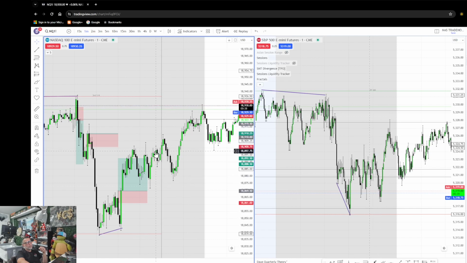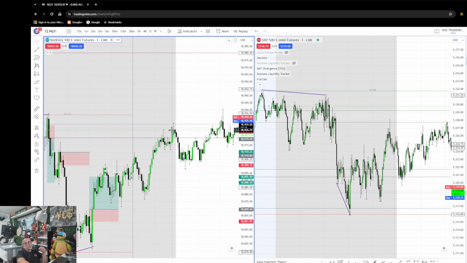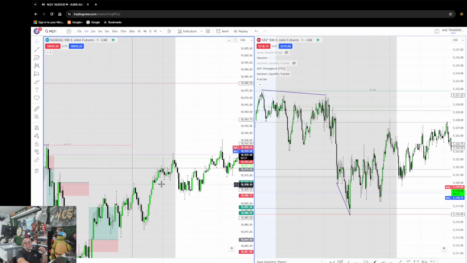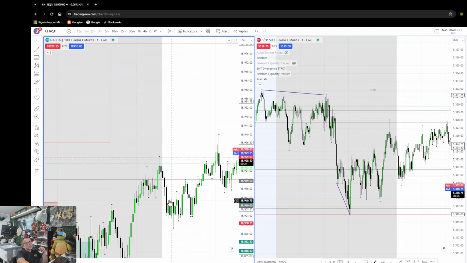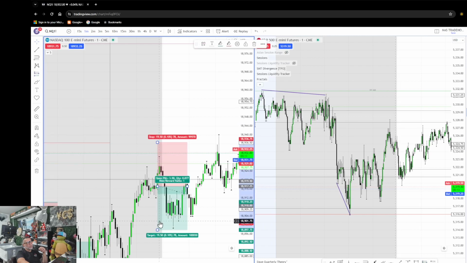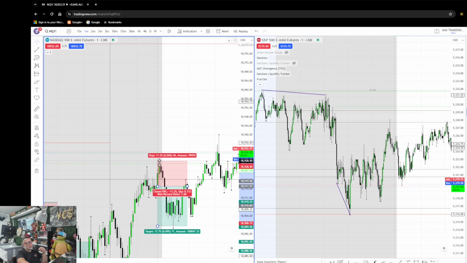You have divergence here, but there's no real engulfing candle. And then you have divergence here. Right. This is like right on 11 short. So let's say you might have just not taken this trade. And this would have been like a break-even trade.